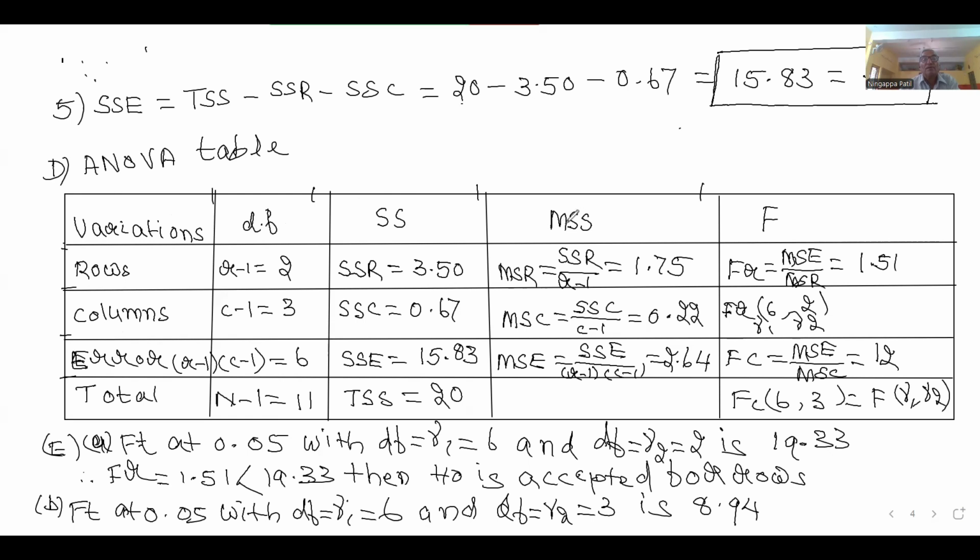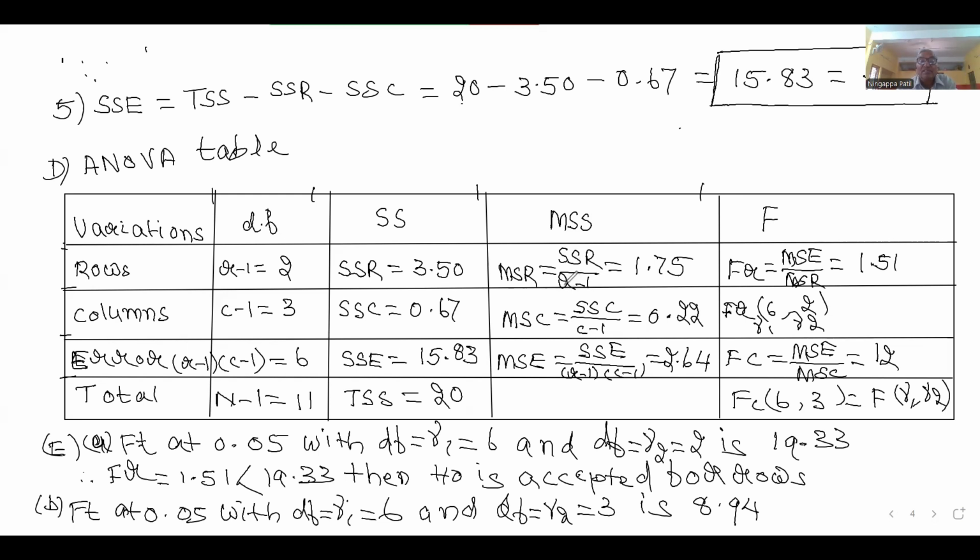Then the fourth column is MSS, the mean sum of squares. Then the last column is F. Then, for variations, rows: R minus 1 degrees of freedom. R is 3, so 3 minus 1 is 2. And SSR, we have already calculated, is 3.50. And MSR is equal to SSR divided by R minus 1.